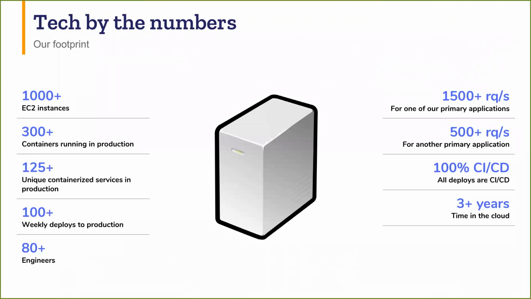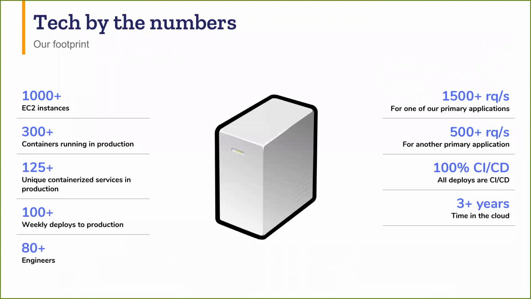Real quickly, you can see that we run over 1,000 EC2 instances. We have hundreds of containers in production. Our two primary applications each have 1,500 and 500 requests a second throughout the day, respectively. So we really are running at scale, and we do have quite a lot of infrastructure to manage.